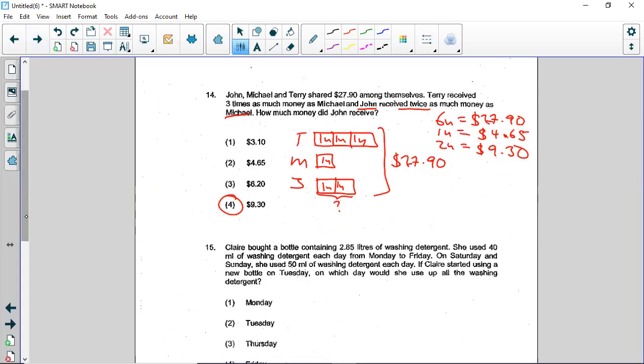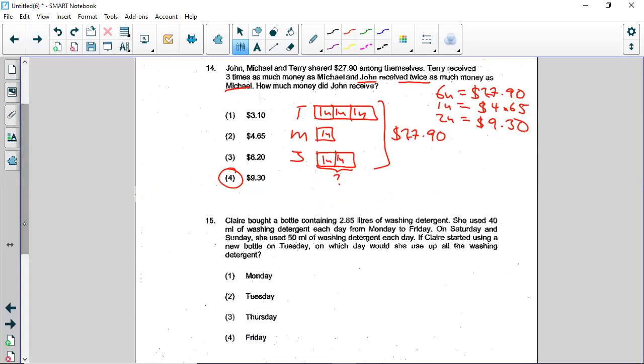But what's the method? Okay, let's read the question first to know what kind of method we can use. Claire bought a bottle containing 2.85 liters. She used 40 ml each day from Monday to Friday. On Saturday and Sunday, she used 50 ml. If Claire started using on Tuesday, on which day will she use up all the washing detergent?